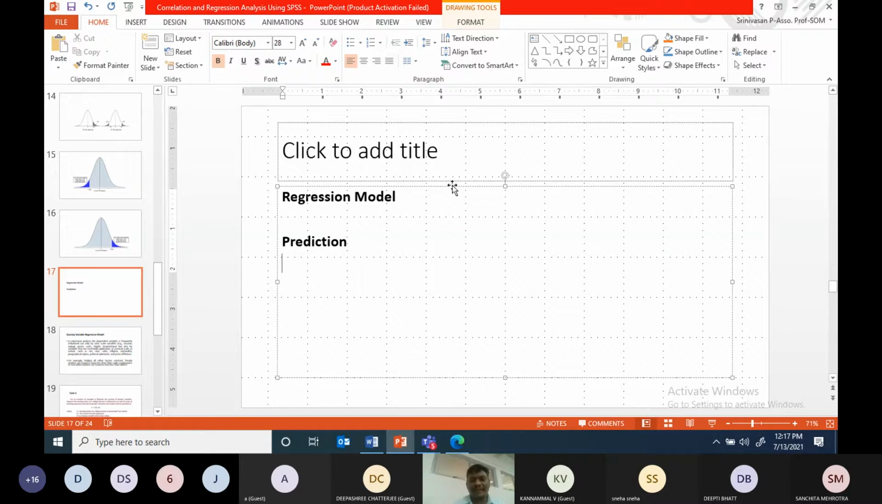What to predict? To predict the dependent variable. Very important. To predict the dependent variable based on the independent variables.